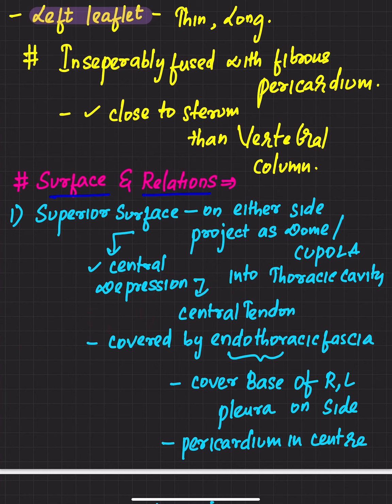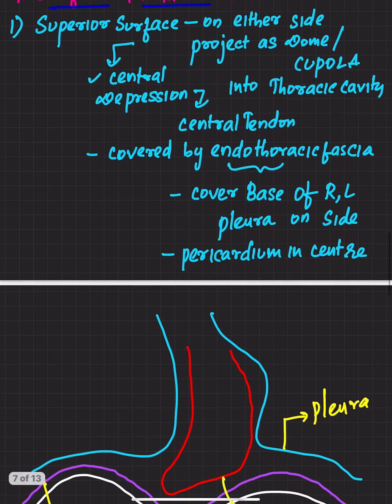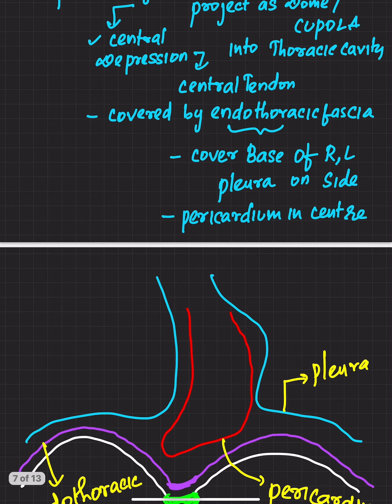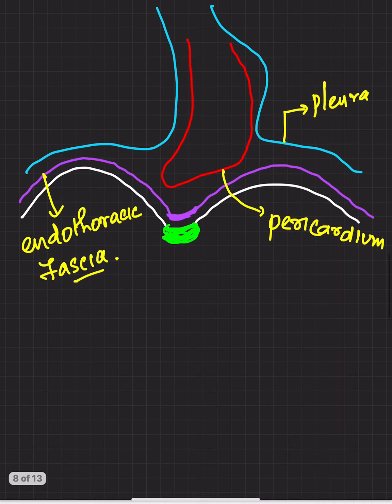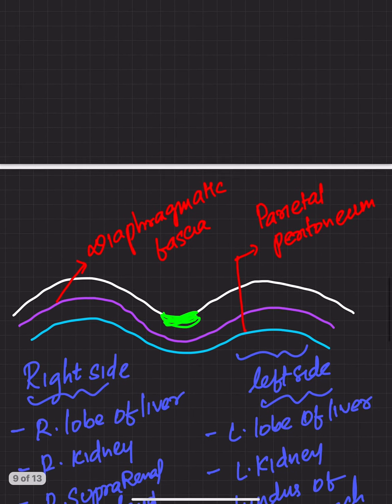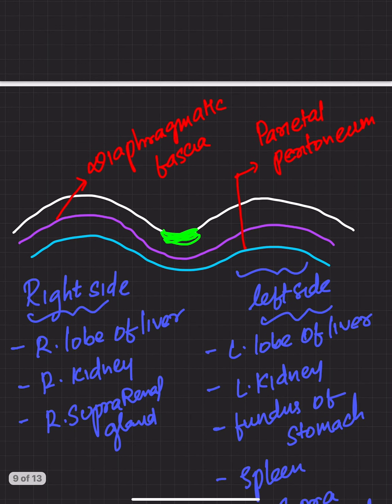the thoracic cavity and leaves a central depression called the central tendon, and this superior surface is covered by the endothoracic fascia. This also covers the base of the right and left pleura on either side, and the pericardium in the central part. And the inferior surface, it is lined by the abdomen. It is covered by the diaphragmatic fascia and the parietal peritoneum.